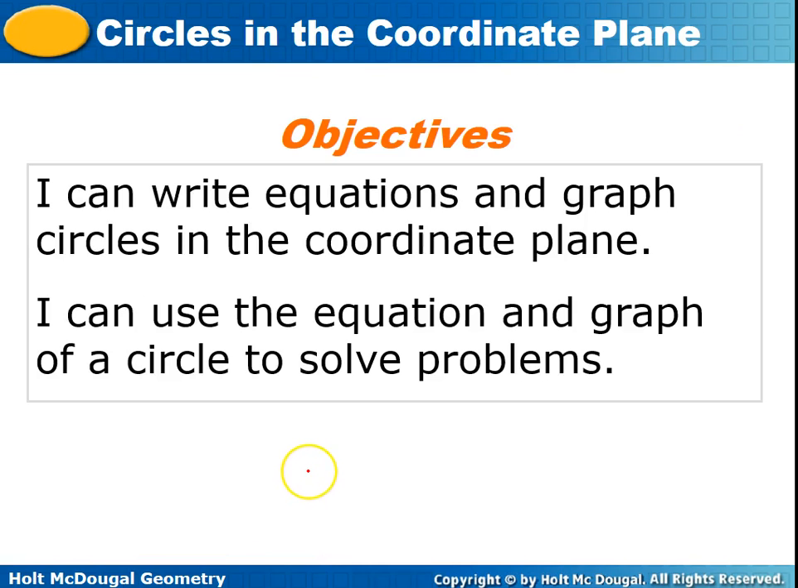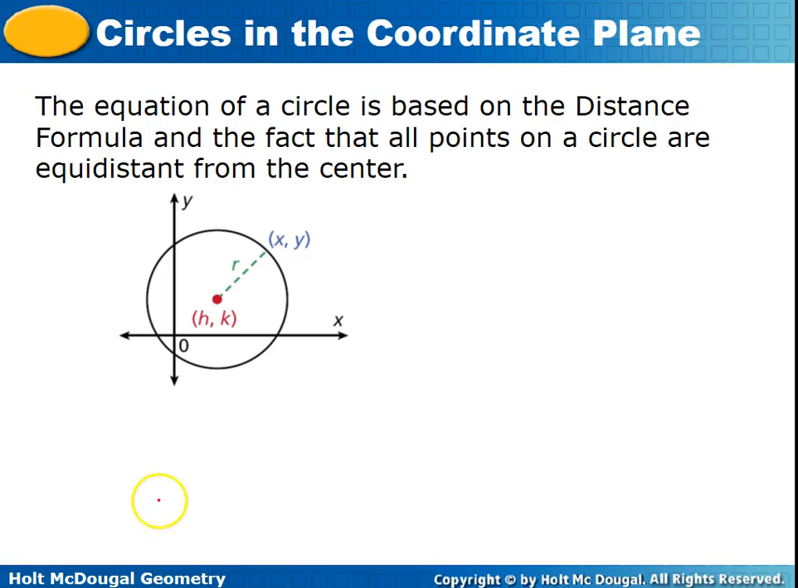So our objectives in this lesson are that we can write equations and graph circles in the coordinate plane, and that we can use equations and graphs of a circle to solve problems. So the first thing I want to talk to you about right here is how did we get the equation? Now, on your formula sheet, you're going to find a formula for a circle. The distance formula was the first formula over on the left-hand column of your formula sheet, whereas the equation of a circle is over there on the right underneath the Pythagorean theorem and the trigonometric relationships.